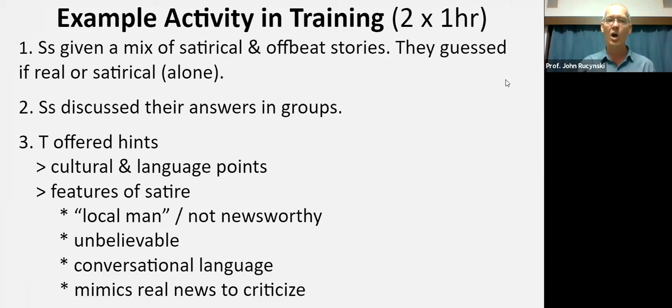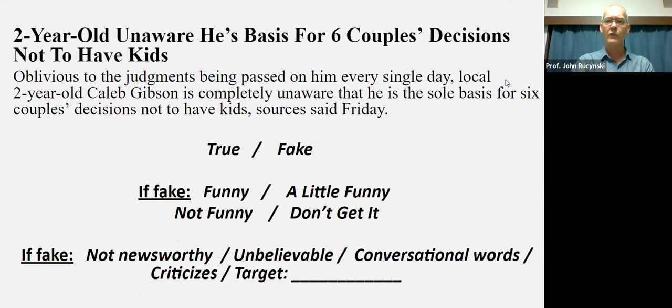Of course, unbelievable mimics real news. So again, the story about the trains in Osaka, that was a satire of real news. But again, a lot of our students didn't know about the real news story. So this is what a worksheet would look like, okay? So 2-year-old unaware he's basis for 6 couples' decisions not to have kids.